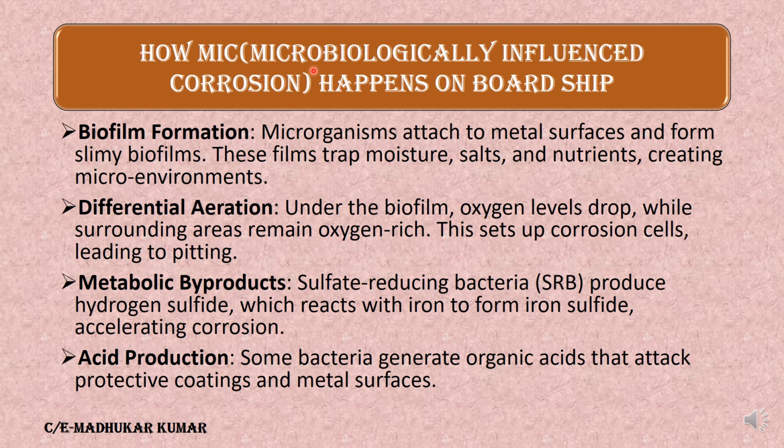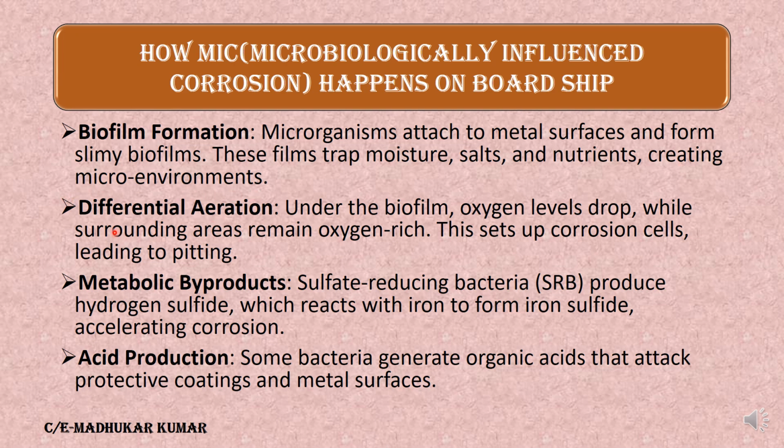Now this is MIC, microbiologically influenced corrosion. How do these microbes influence the corrosion? Number one is biofilm formation, then differential aeration, and metabolic byproducts and acid products. Biofilm formation is the first part. Microorganisms attach to the metal surface and form slimy biofilms. These films trap the moisture, salt content, and the nutrients on which they grow, creating microenvironments for them.